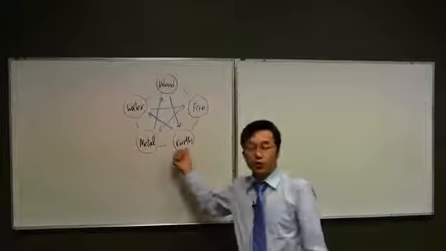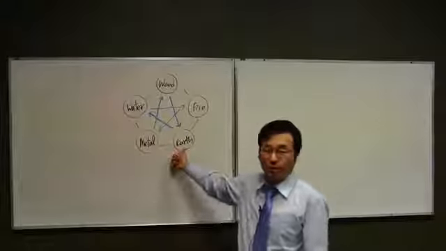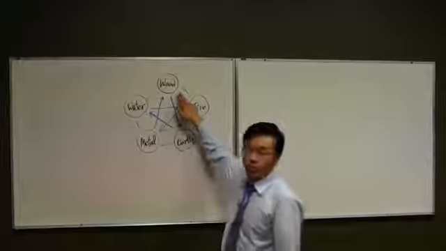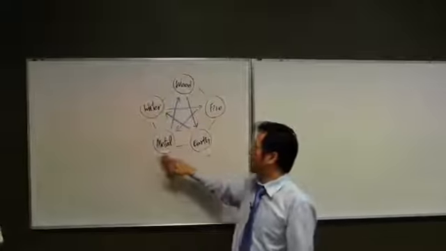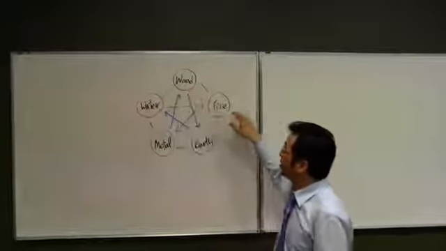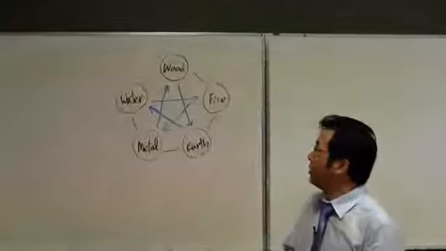Okay, this picture shows the relationship between the five elements. Wood usually creates fire, fire creates earth, earth creates metal, metal creates water. This is a circulation in our planet.